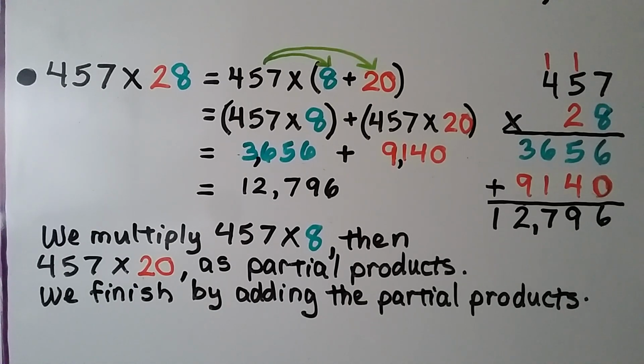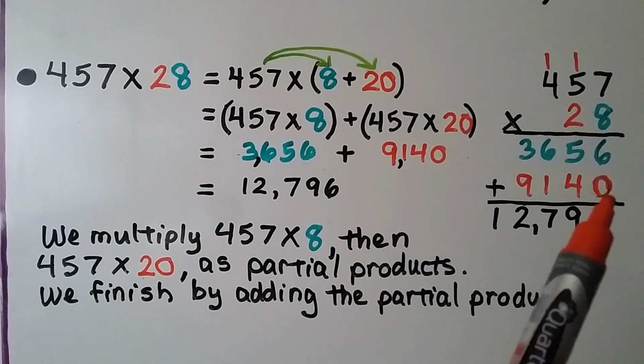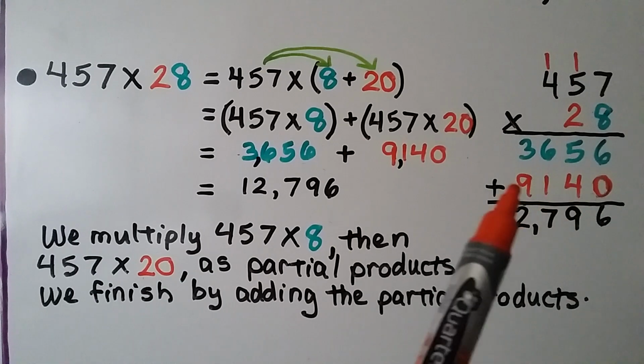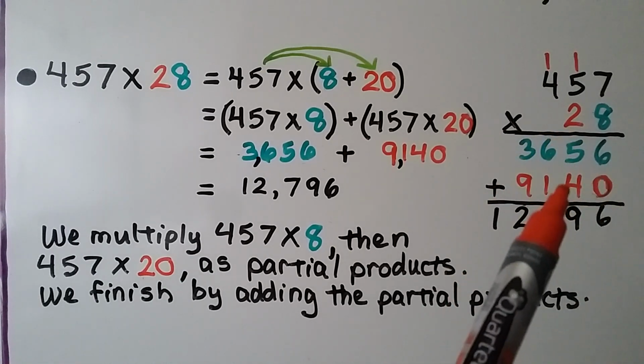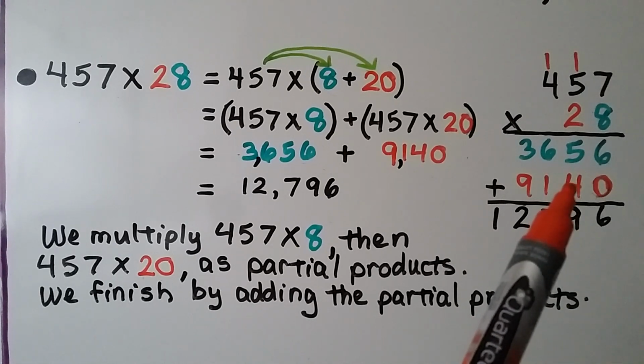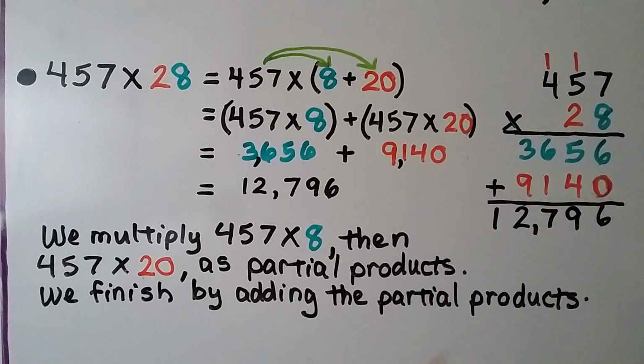We finish by adding the partial products. And remember, this will always be a 0 because when we're doing the second partial products, we're starting in the tens place, so our partial products will start in the tens place. That's always a 0 as a placeholder.